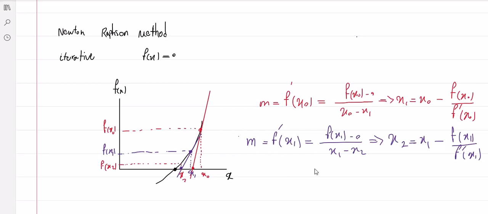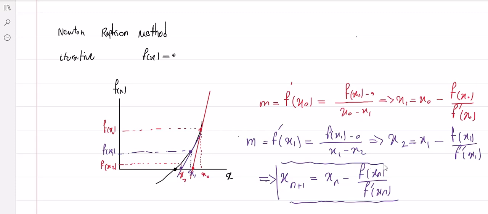And if you continue drawing the tangent lines, you can get these equations. Based off these equations, we can make a conclusion that in general, x of n plus 1 is equal to xn minus f of xn divided by f prime at xn. And this would be the general formula for the Newton-Raphson method.